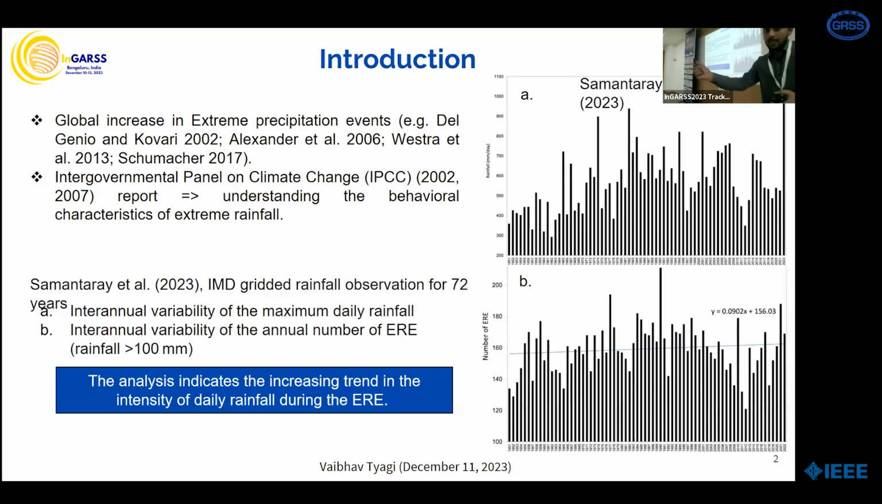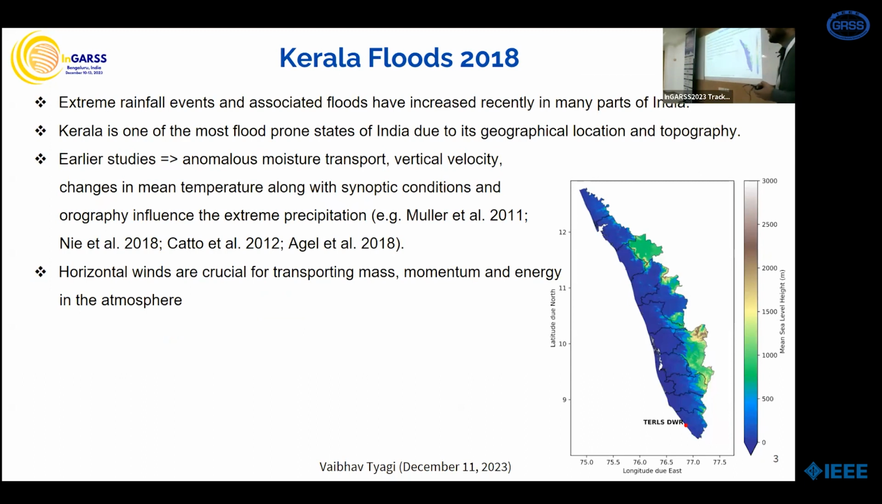So when it comes to the extreme rainfall event, Kerala is one of the most flood prone areas because of its geography and topography. If you can see here, there is a Western Ghat on one side of the Kerala, on the right side. And there are various studies that relate the orographic lift. Orographic lift further enhances the precipitation event. So this Kerala flood 2018 was a very devastating flood in the state.